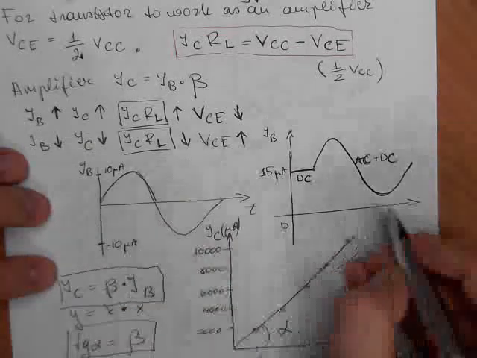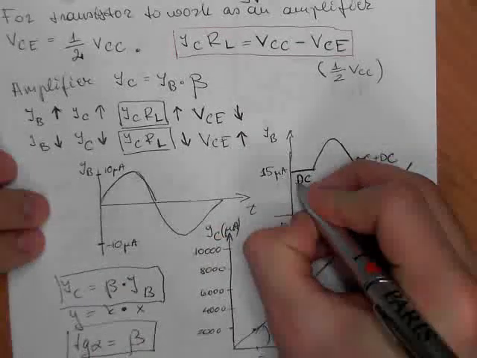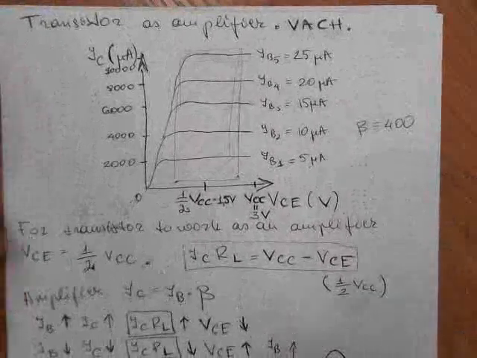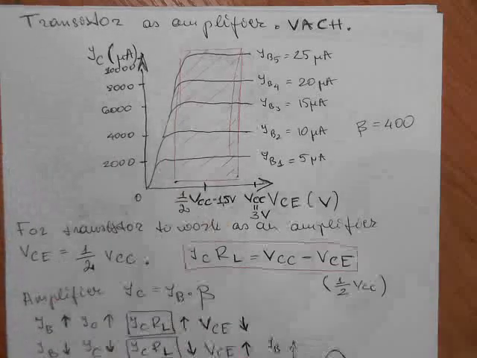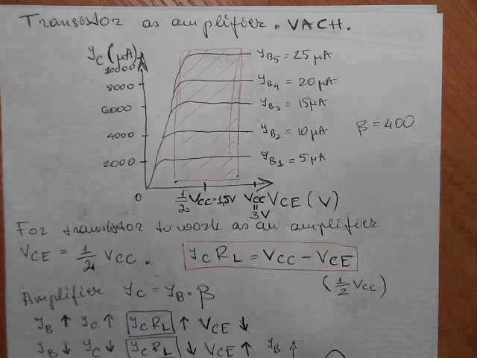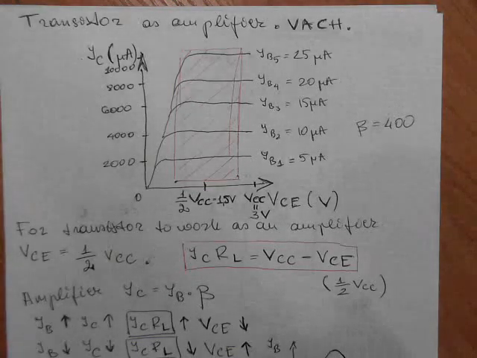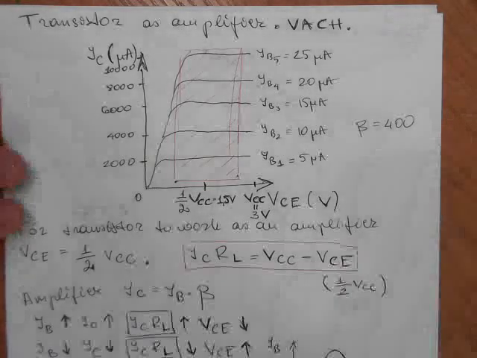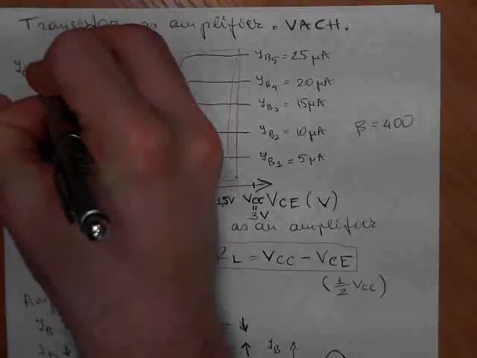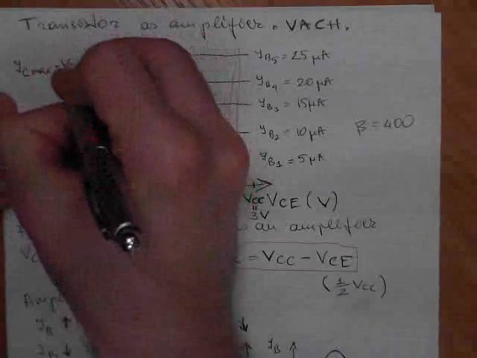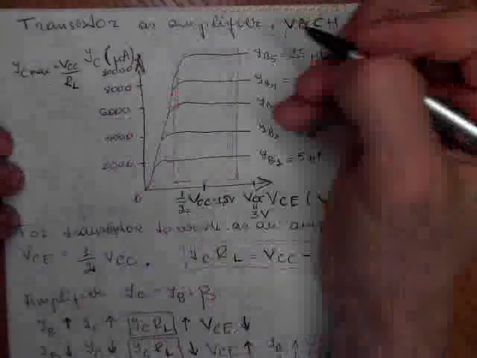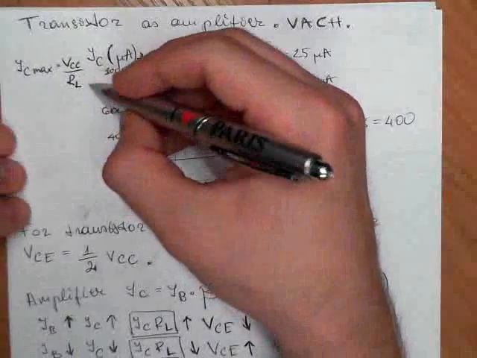So how to select this DC, these 15 microamps? Usually it is done like this. We draw a straight line, and the straight line is drawn on the maximum collector current. So IC max is taken by VCC divided by RL. So in this case we can take it at VCE 0. So it is from this equation.